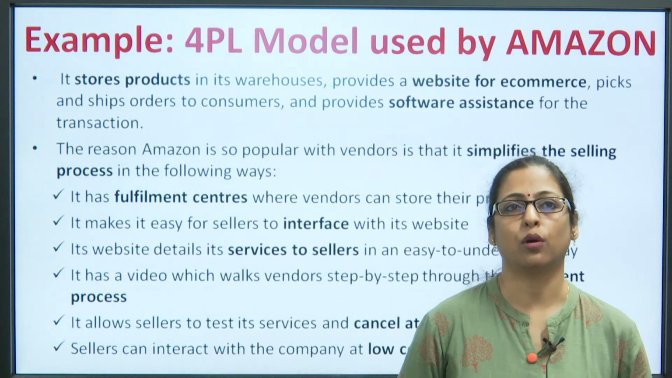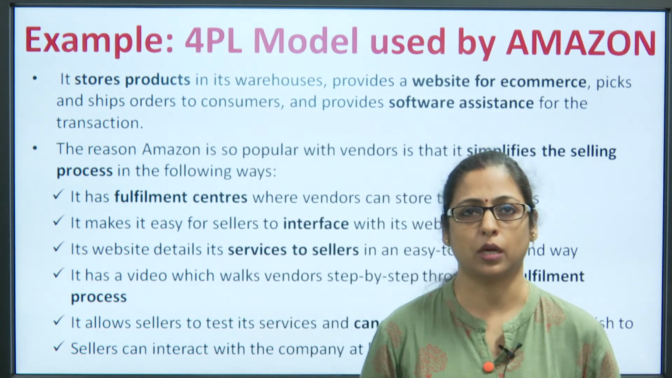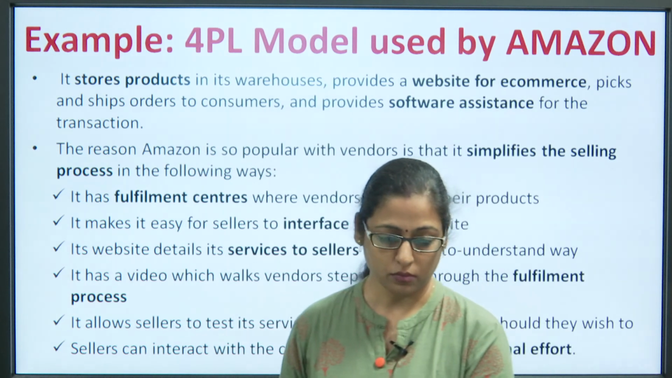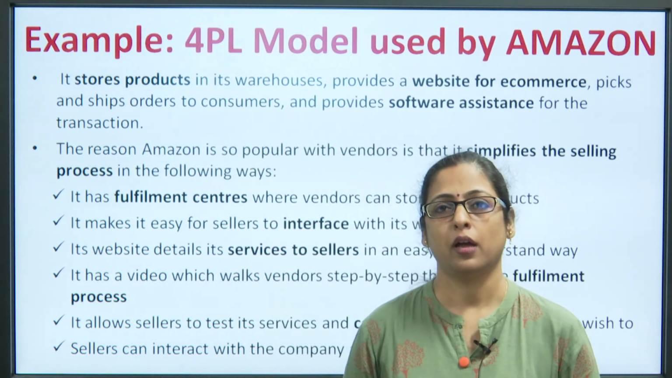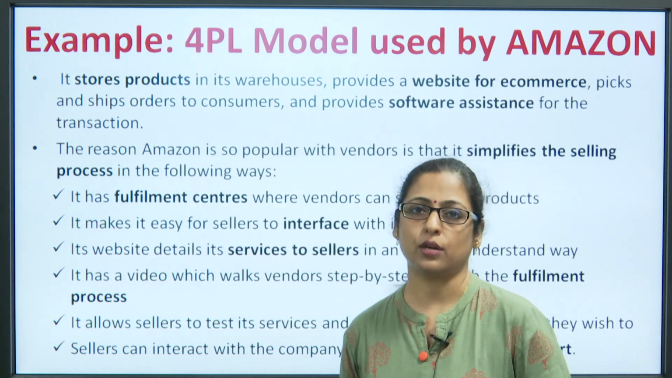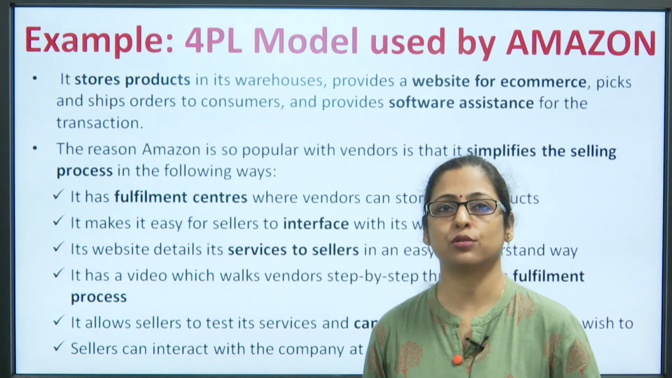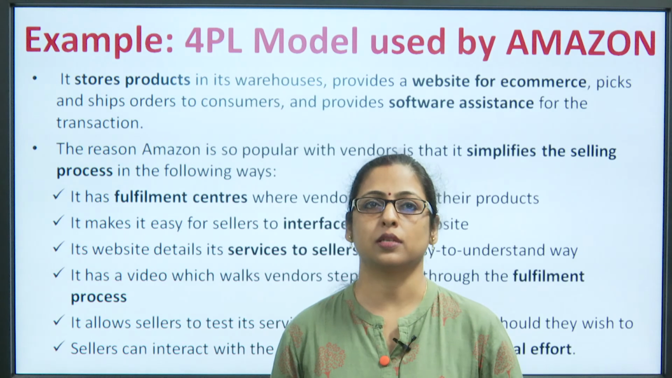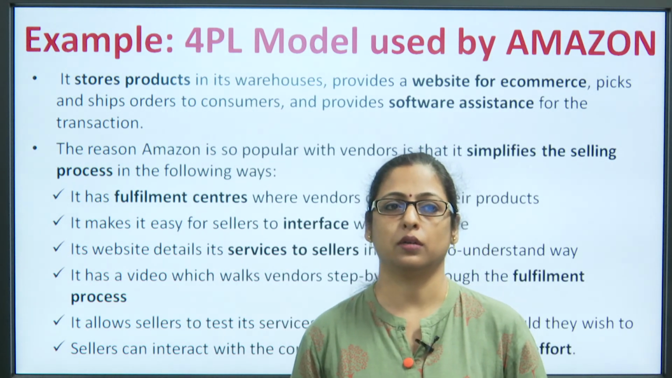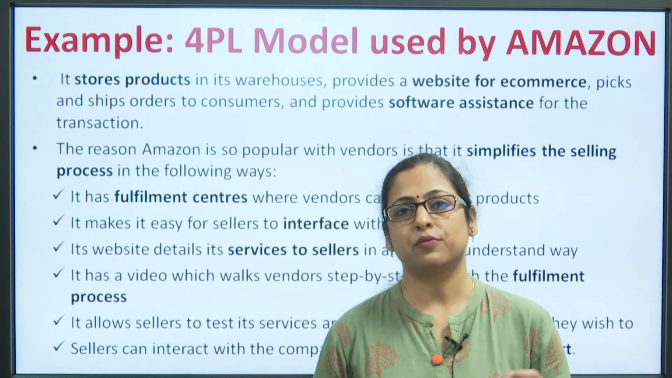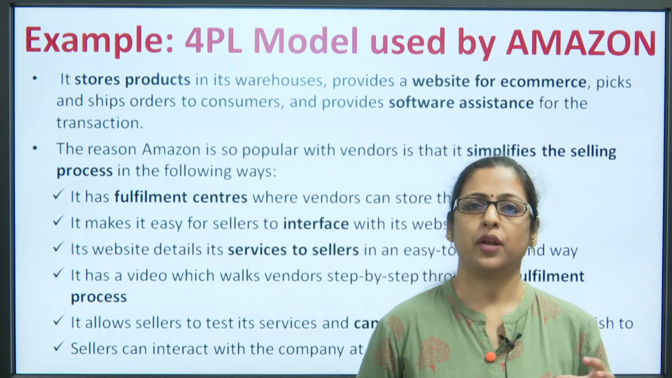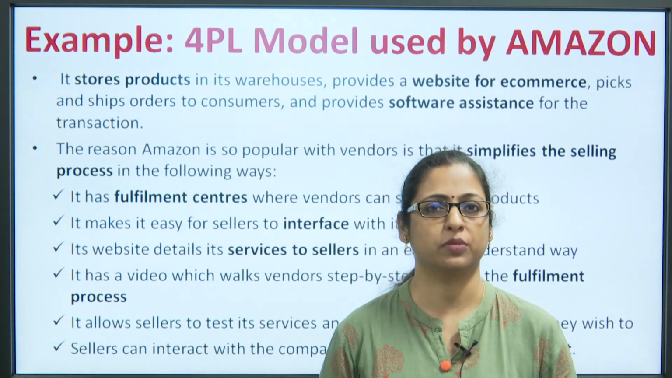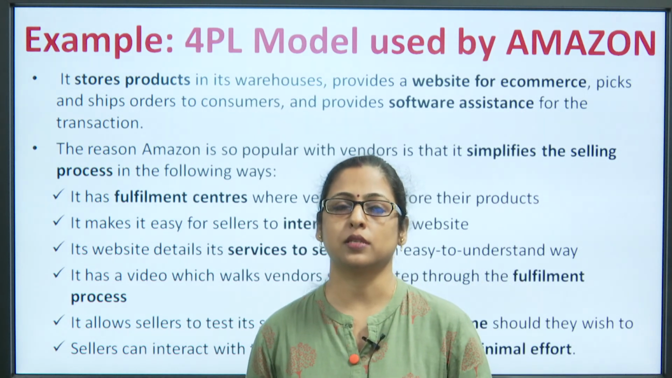Now, let us have a quick look at a few of the examples. Over here I have taken up two examples, one of Amazon and one of Shoppers Stop, so that you can have more understanding of how 4PL organizations work. So, typically, Amazon is a wonderful example of the 4PL model. So, let us understand over here. It stores products in its warehouse, provides a website for e-commerce, picks and ships orders to consumers, and provides software assistance for transactions. So, over here in Amazon, being an e-commerce channel, it helps its various suppliers to collaborate and combine their products, and they are stored at different warehouses, and Amazon helps in picking and shipping all the products from these various customers of theirs, and provides assistance for transactions.